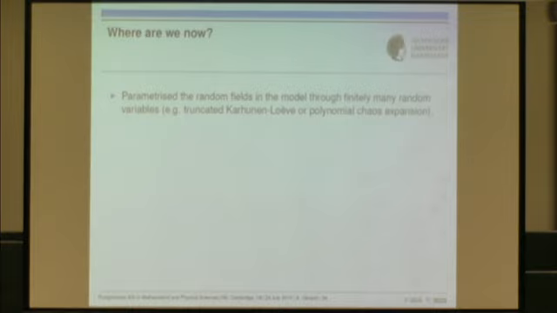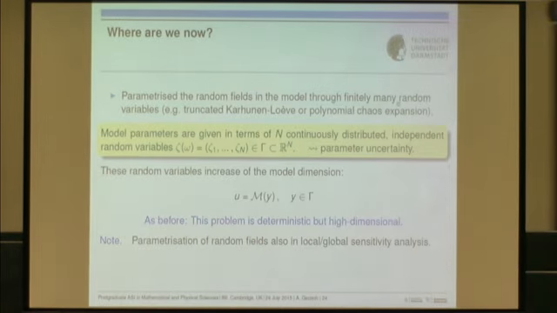Okay, so we have parameterized the random fields in the model through finitely many random variables. We have used the truncated Karhunen-Loève expansion. You can also do polynomial chaos expansion. There are a couple of other options. And the model parameters, as before, are now a finite dimensional vector of random variables. So we've transformed our infinite dimensional problem back to a finite dimensional one.